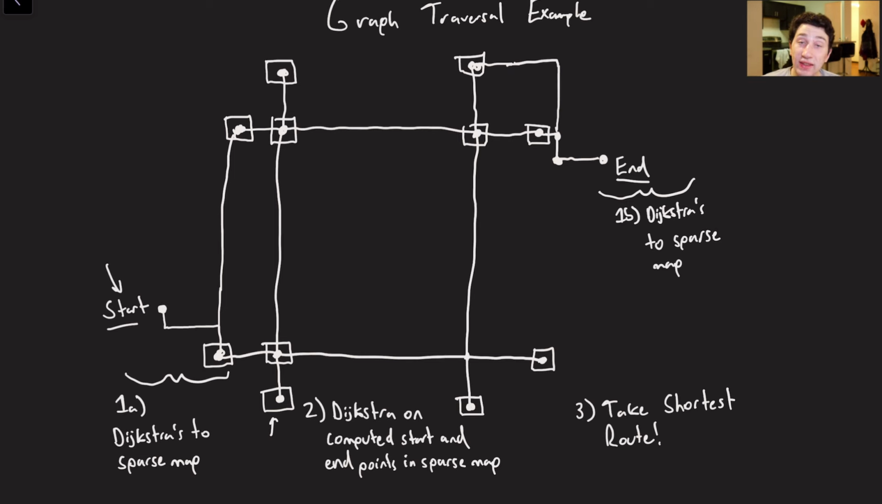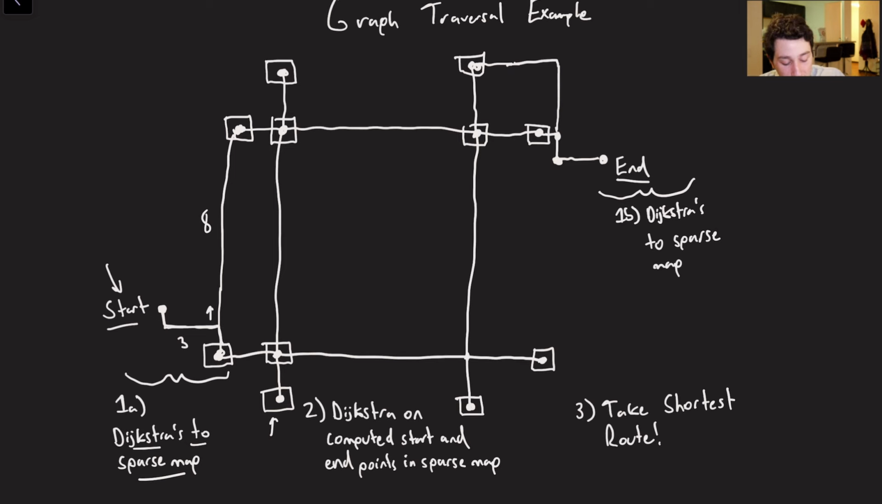So let's imagine my start node is right over here. The first thing that I want to do is actually go ahead and do a Dijkstra search to any of the nodes in the sparse map. So I can do that pretty easily. I just run a Dijkstra on my non-compacted graph, and because in theory there should be a sparse node close enough to us, it shouldn't be too bad of a search, right? So maybe I've got one result over here, and maybe this takes me 3 minutes to get there, and then if I decided to take a left over here and go up, maybe this route takes me 8 minutes.